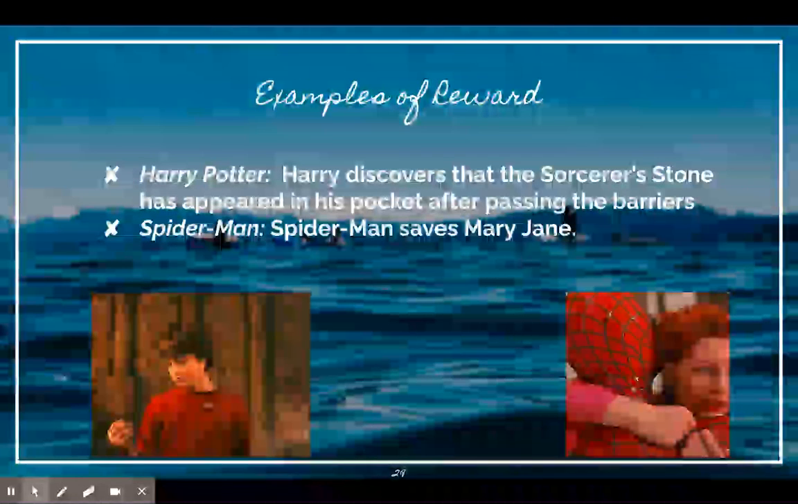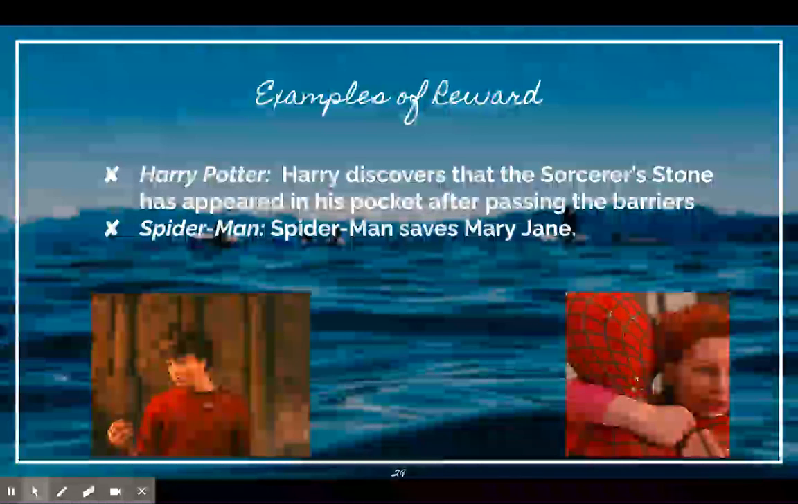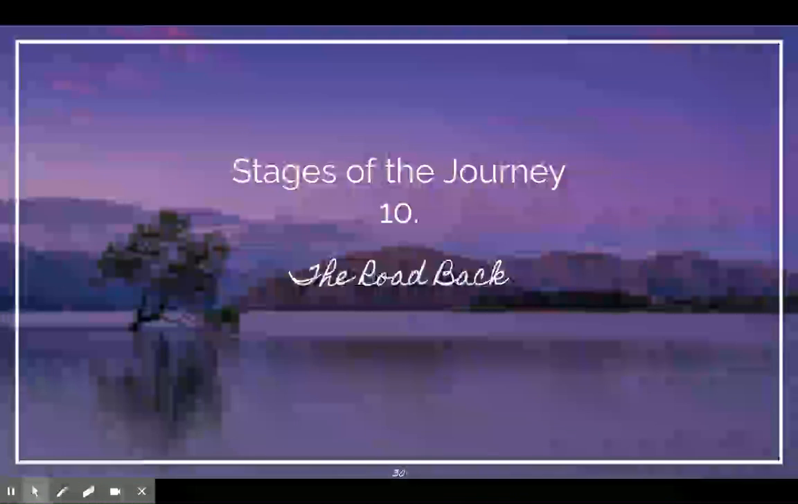So in Harry Potter, it's where he discovers that the Sorcerer's Stone has appeared in his pocket after passing through all of the barriers. And the mirror that he looks in plops it in his pocket because it knows that he's not going to use it for ill. So he sort of earned it. In Spider-Man, it's where Spider-Man saves Mary Jane and is able to feel that reward from helping in that situation. The road back is the next stage. So we're starting to exit out of the special world and head back towards the ordinary world.